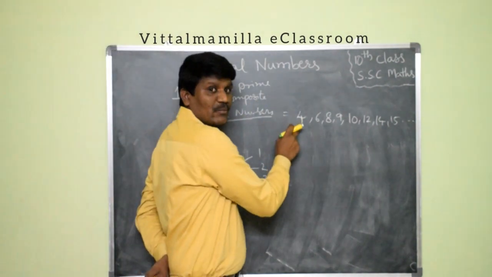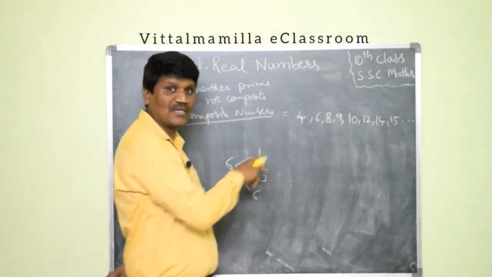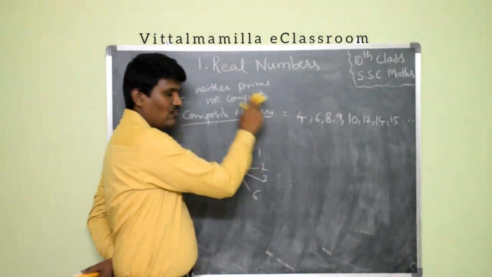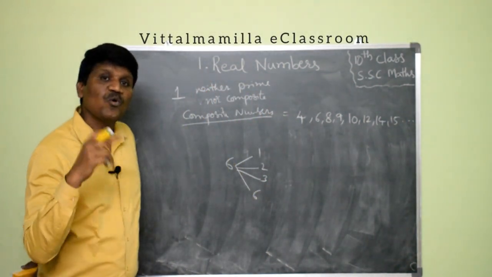The minimum composite number is 4. The least composite number is 4. This is the most important one. The least composite number is 4, and a composite number is a number which has more than 2 factors.